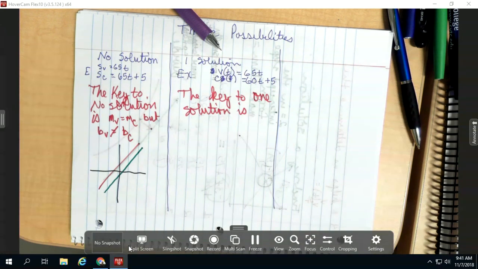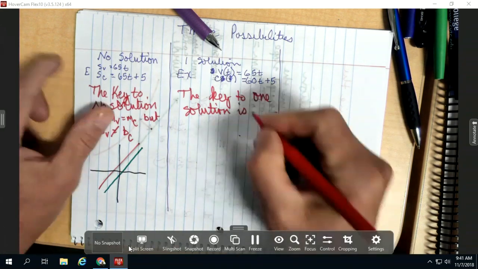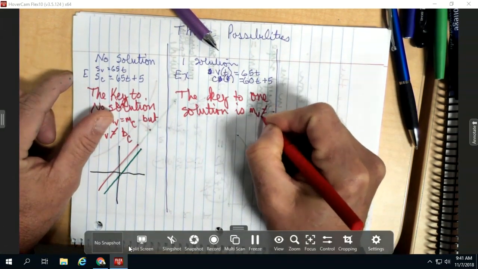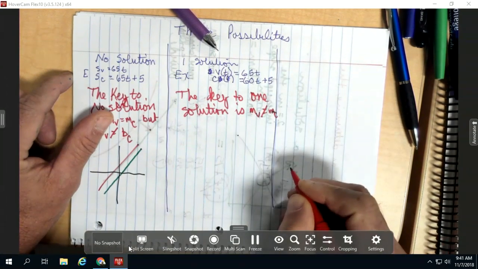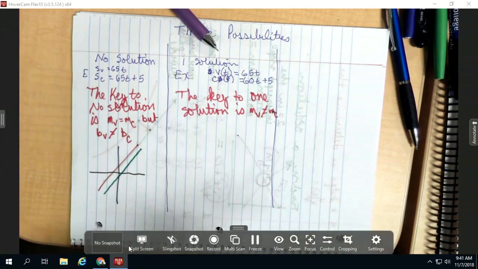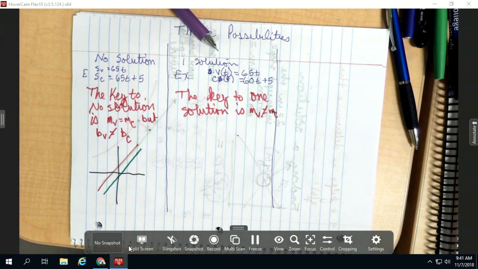What do you think? Well, let's look back at the previous one. The key to no solution is that the slopes were the same, but the intercepts were not the same. What's the key here? Slopes are different. Good. M of the van does not equal M of the car. So you should be able to quickly determine whether two equations have the same slope or not, if they're written in slope-intercept form.